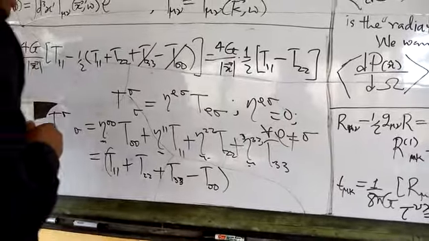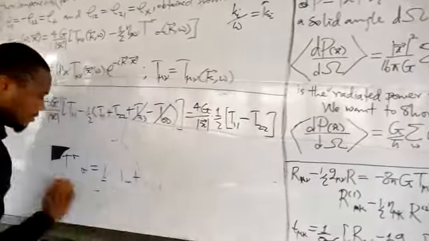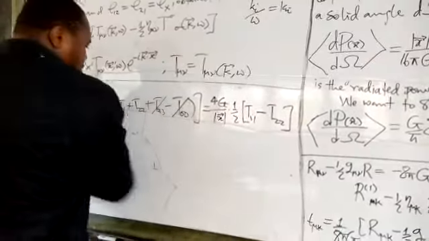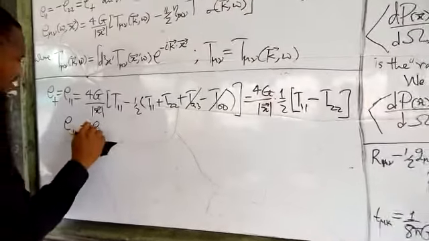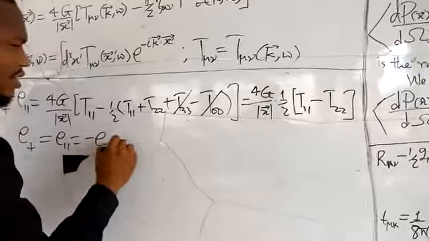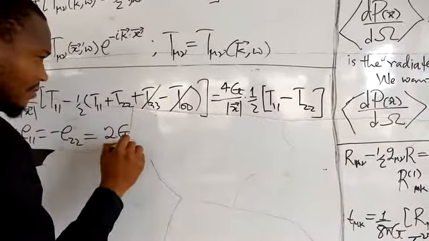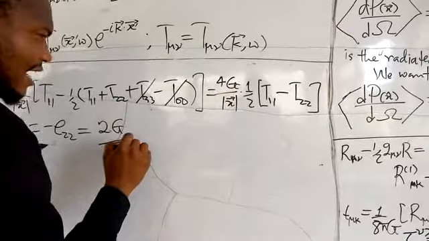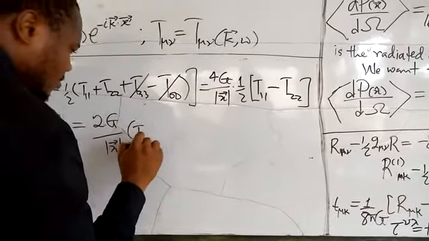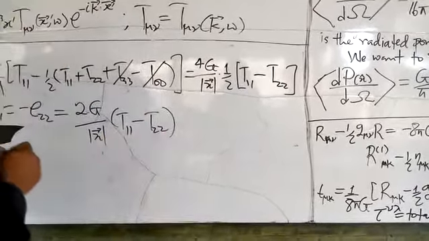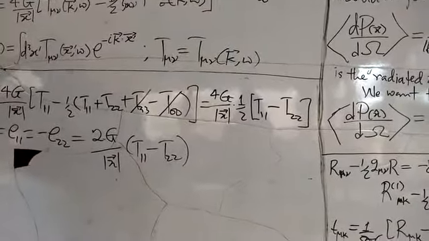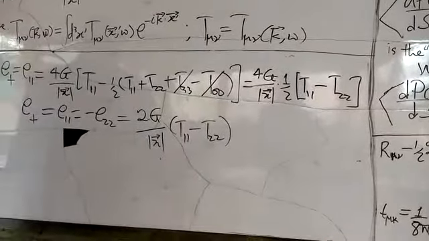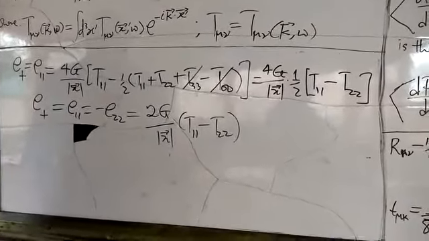So by the end of the day, what we're going to get in essence is that our E plus is equal to E11 minus E22, and in the end is the same thing as 2G all over modulus of X times T11 minus T22. And of course, T11 and T22 are both functions of K, omega, as we have indicated there. So this is the plus polarization written in terms of the energy momentum tensor.